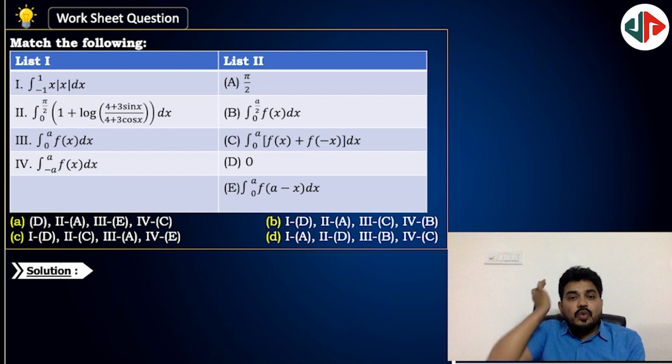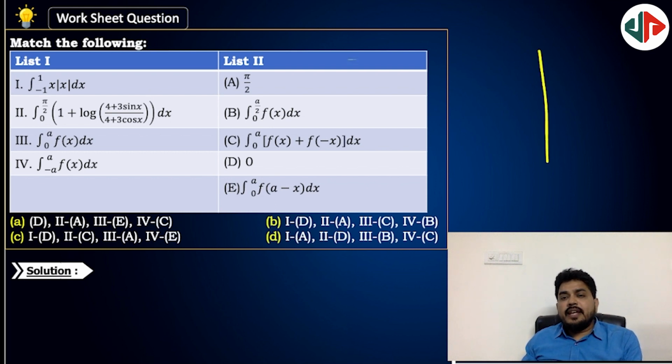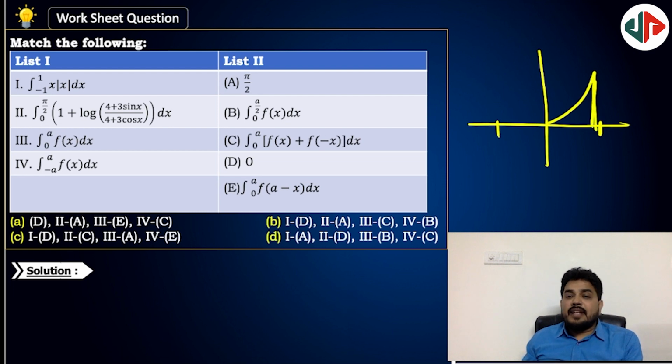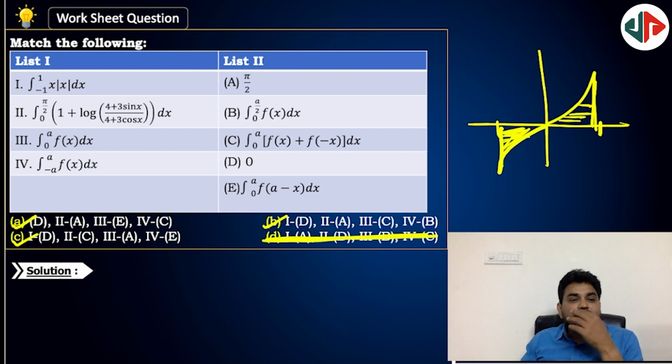Next question is integral minus 1 to 1. These are the cases given. I'll go ahead with the first one, the mod x graphical one. For x positive it is x square, 0 to 1, and minus 1. This graph will be like this. Whatever the positive value, the negative value will be the same, so this value is going to be 0. First one is going to D. So A is possible, C is possible, D is possible. So B is possible. D option is ruled out.